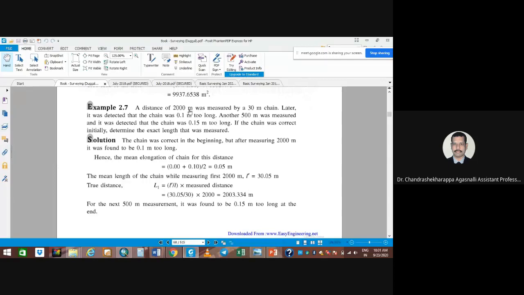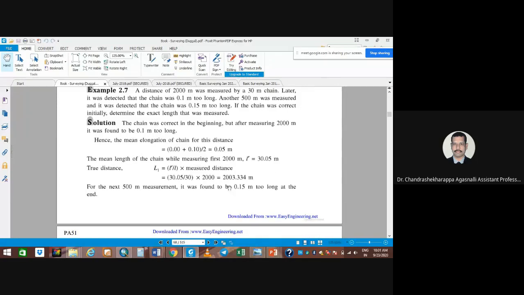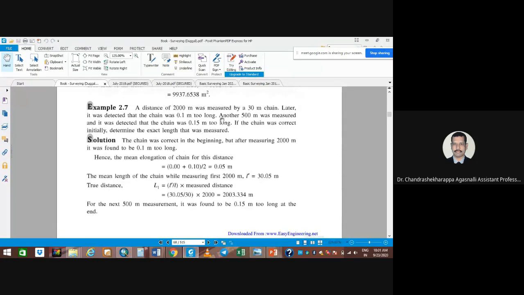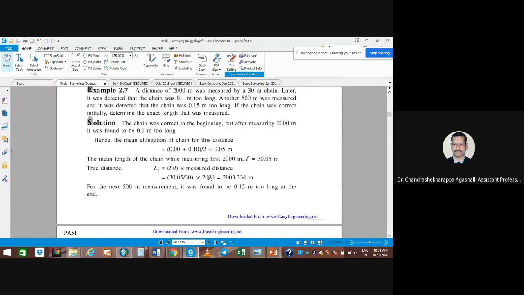The measured distance is 2000 meters. L' is 30.05 meters, divided by L, the actual length, 30 meters, multiplied by 2000. So you will get the true distance as 2003.334 meters. This is only for the first 2000 meters. When they surveyed another 500 meters, the chain was found to be 0.15 meter too long.